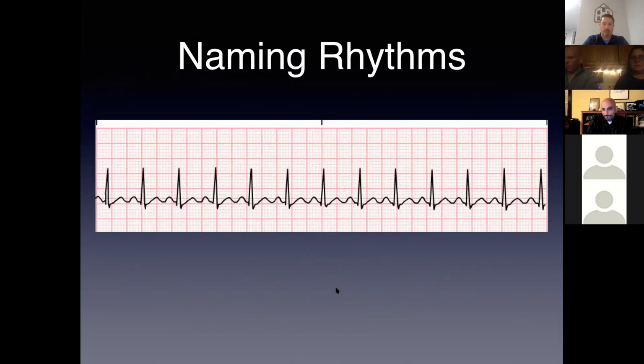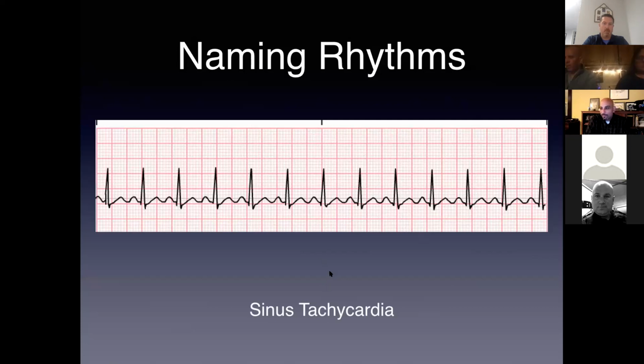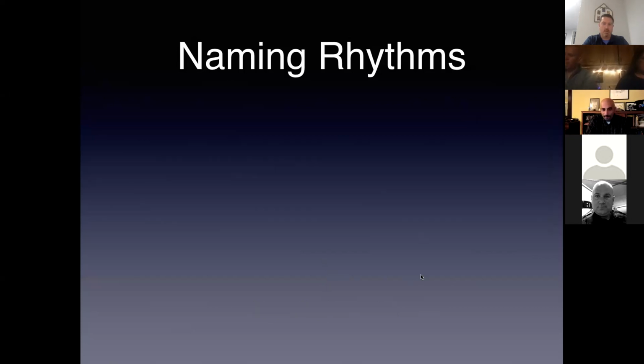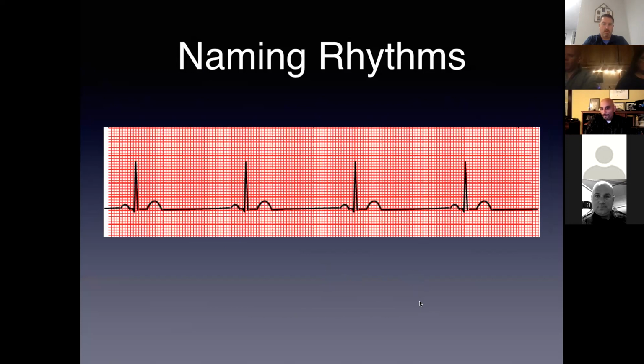What do we got here? Sinus tachycardia, right? It's sinus because it's coming from the SA node, tachycardia because it's greater than 100 beats a minute, sinus tachycardia. And what do we have here? Sinus bradycardia, right? It's sinus because we got a P wave, it's coming from the SA node, and it's bradycardic. That's why it gets the name sinus bradycardia. This is not that hard.